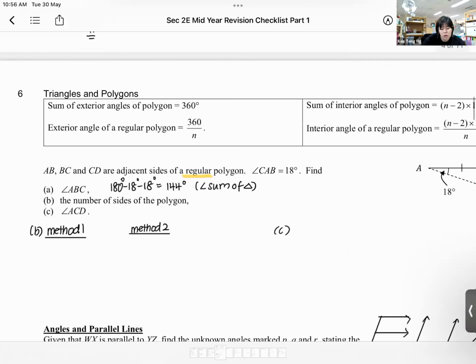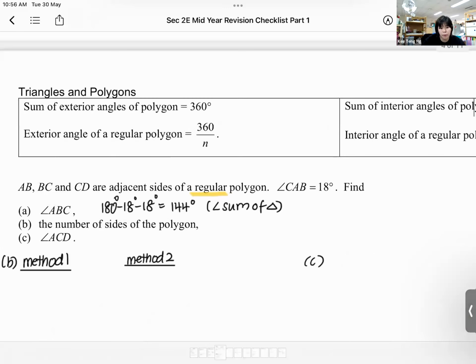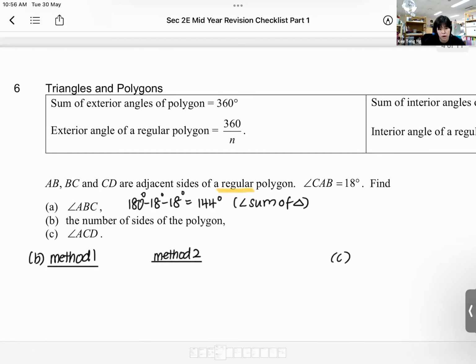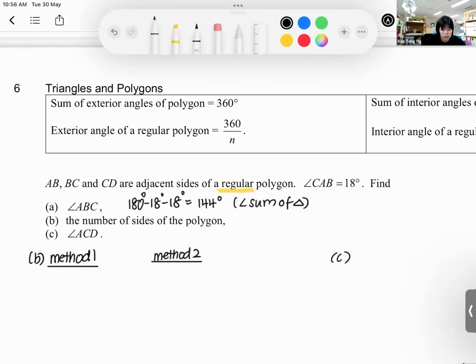Okay, next part. Sec 1 work: triangles and polygons. Some of the formulas that you must remember. The sum of exterior angles of a polygon is 360. A polygon is an n-sided figure. Then the exterior angle of a regular polygon will be 360 divided by n. Now there's one particular word down here: regular polygon. What does the word regular polygon mean?